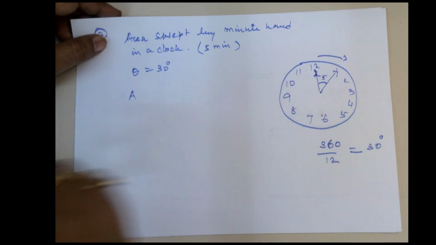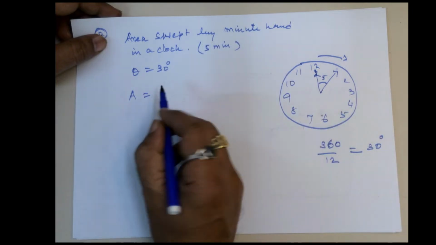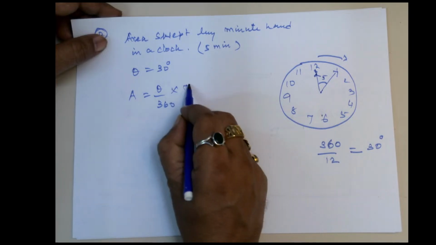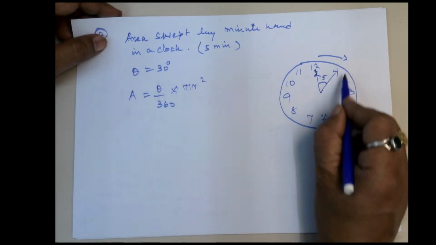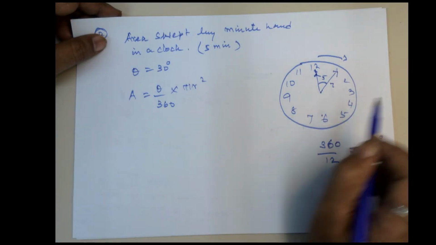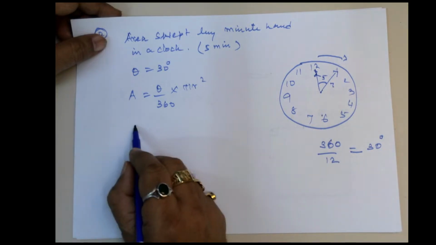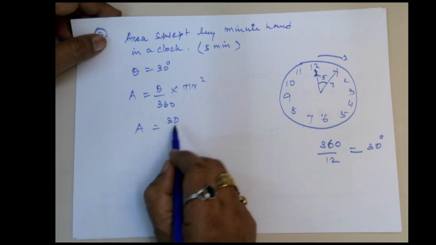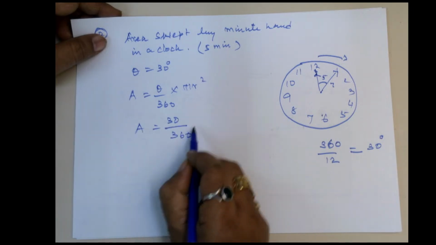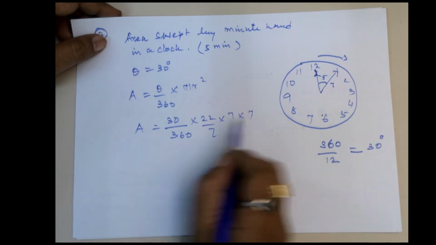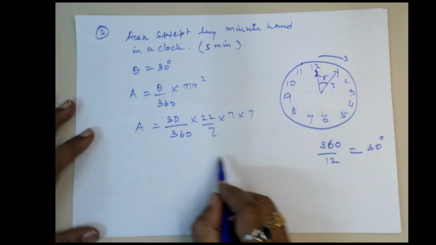The area swept by this minute hand for 5 minutes you can easily work out. A is equal to theta by 360 into pi r squared, and of course let me say the radius is about 7 centimeter for our convenience. So in that case A is equal to, what is theta? 30 degrees divided by 360 into 22 by 7 into 7 into 7. The same logic can be applied, and try to get me the answer.